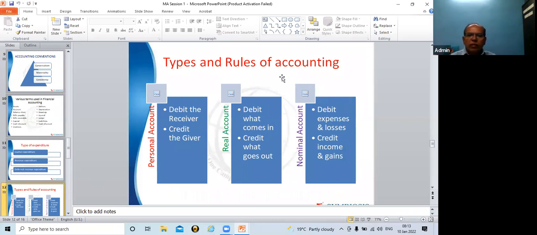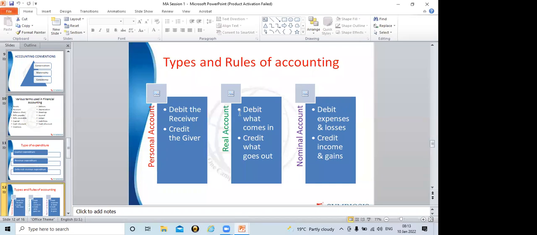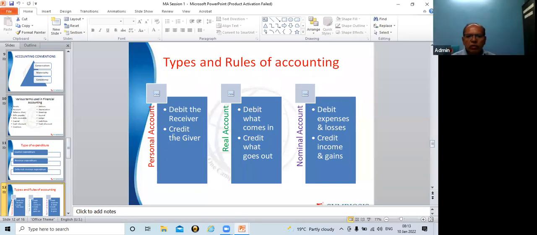Are you able to see the PPT, types and rules of accounting? Yes, sir. Okay. Now see below, you will see there are 3 boxes. Box number 1 indicates personal account, box number 2 indicates real account, and number 3 indicates nominal account. So journal entry studies start from this step actually: types and rules of accounting. So let's have a discussion on this area.